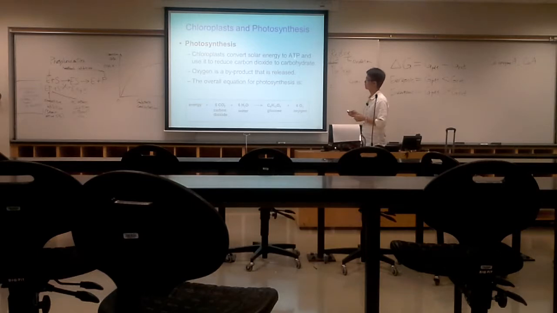Chloroplasts convert solar energy to ATP and use it to reduce carbon dioxide into carbohydrate. What it means is that carbon dioxide, CO2, has no hydrogen. But the end product, glucose, is C6H12O6. It gains 12 hydrogen atoms. In other words, carbon dioxide gains hydrogen atoms, which means it is undergoing reduction. That's why it is said that carbon dioxide is being reduced into glucose. On the other hand, you can say that water is being oxidized to become oxygen, because water loses hydrogen atoms. You can call it this way.